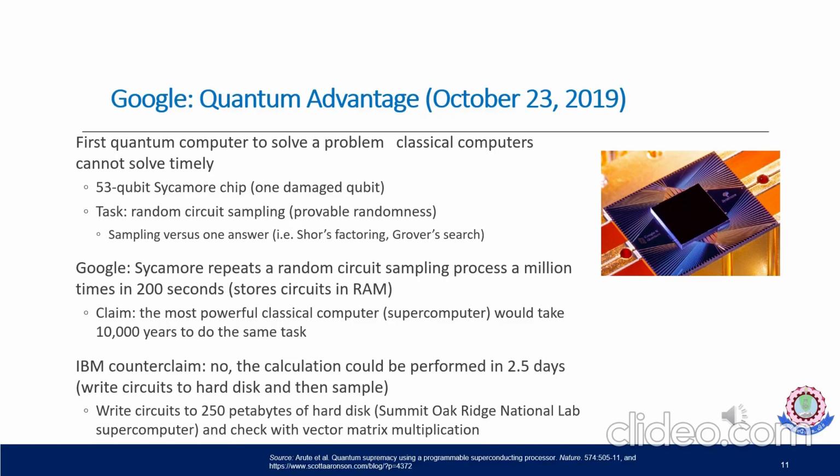The task is random circuit sampling. Google's Sycamore repeats the random circuit sampling process a million times in 200 seconds. IBM's counterclaim is that the calculation could be performed in 2.5 days by writing circuits to 250 petabytes of hard disk and checking the vector matrix multiplication.